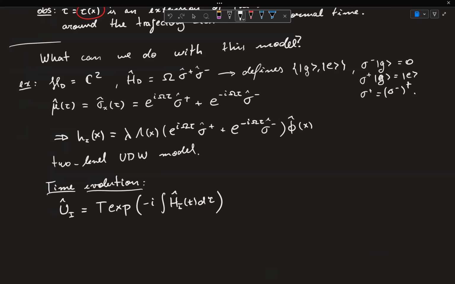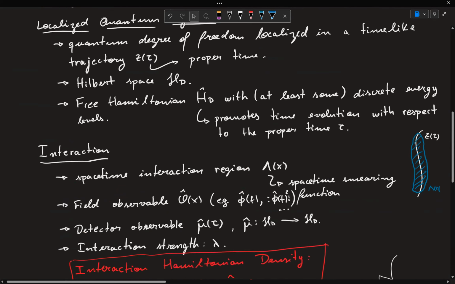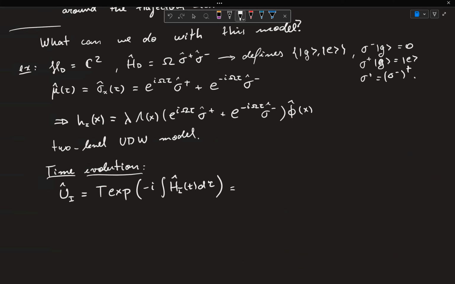And we're only going to be interested in after the interaction has already passed. So for tau large enough so that we are already past the support of lambda where the interaction is non-zero. So we're going to be looking after the interaction is switched off. So every integral I write will always be from minus infinity to infinity. Now, the interesting thing here is that this time-ordered exponential, so I wrote a t here, should have written a tau just for clarity.